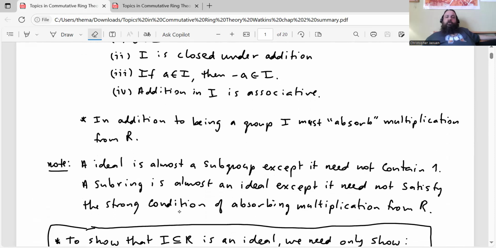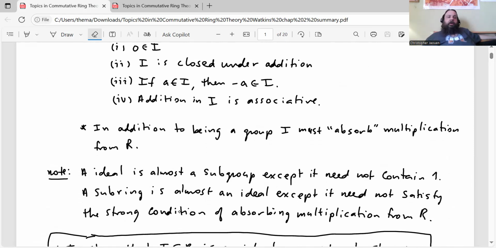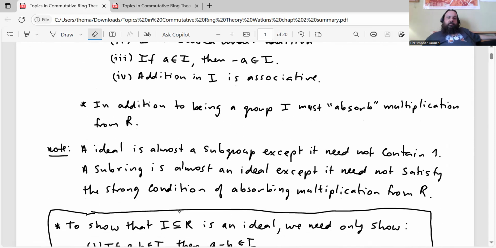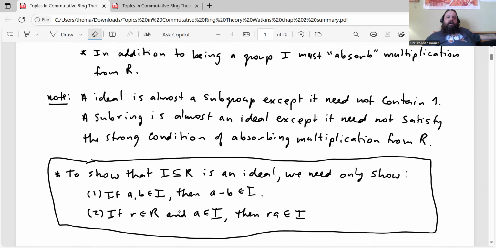In addition to being a group, I must, quote unquote, absorb multiplication from R. So that's the second condition here. If r is in R and a is in I, then ra is an element of I. Okay, just a note, an ideal is almost a subring, except it need not contain the multiplicative identity 1, and a subring is almost an ideal, except it need not satisfy the strong condition of absorbing multiplication from R.